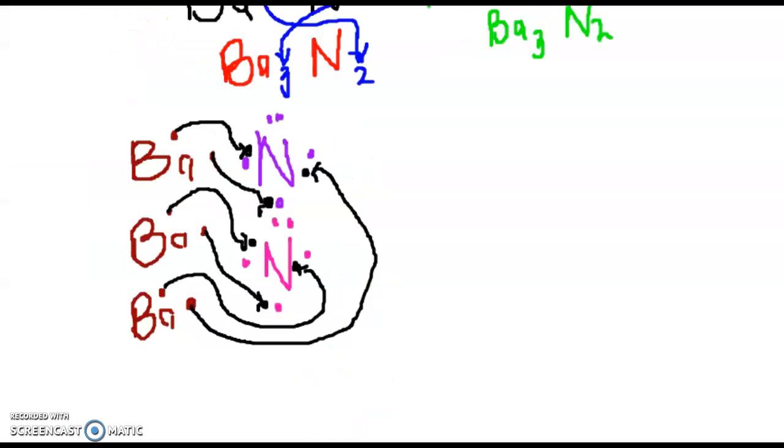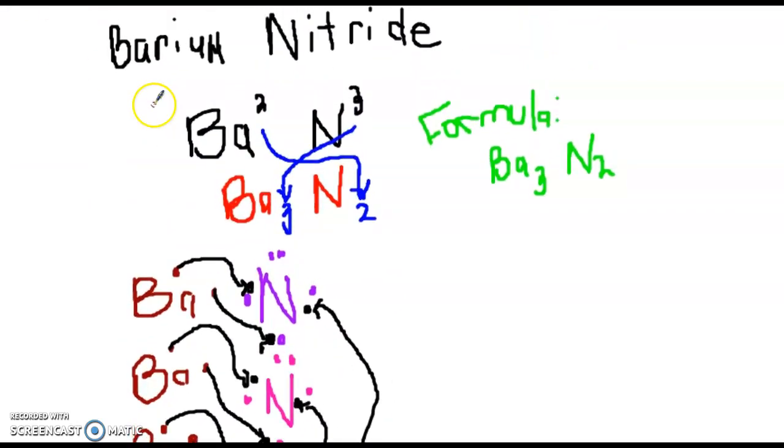Okay, now we have barium nitride. So you write the symbol for barium first. It is in group 2, so you write that as a superscript. And then nitrogen is in group 15, so its charge is a superscript of 3.